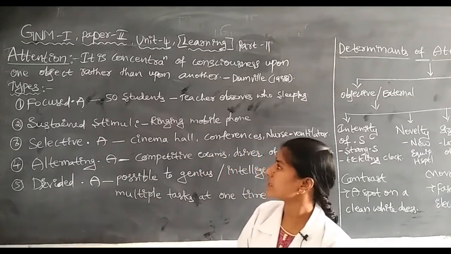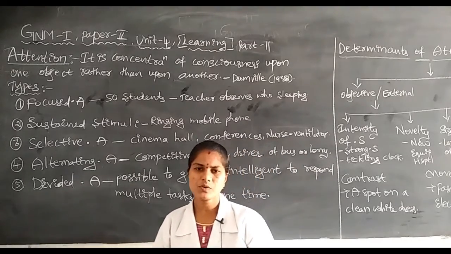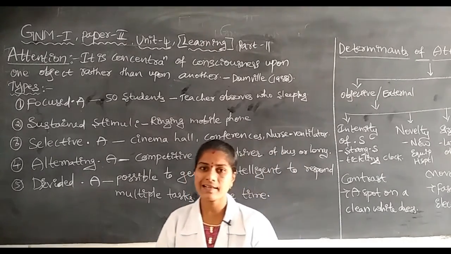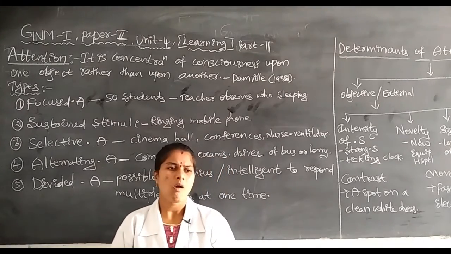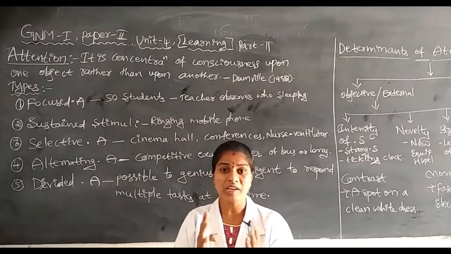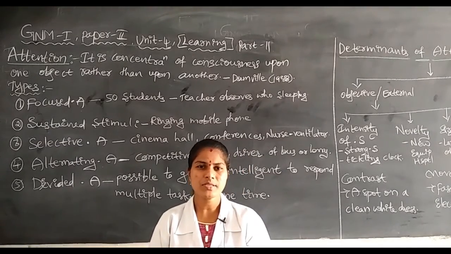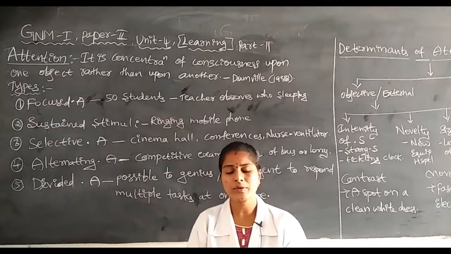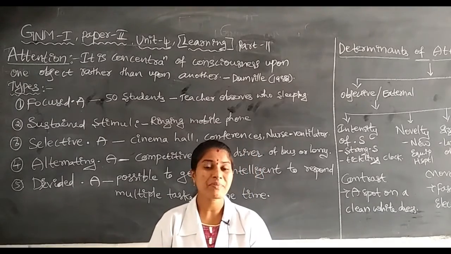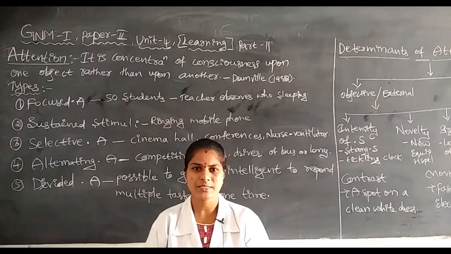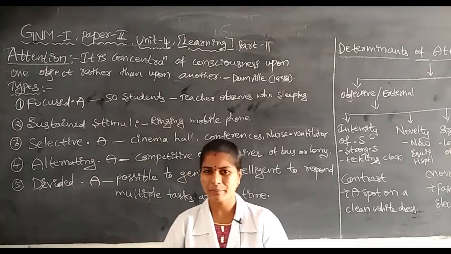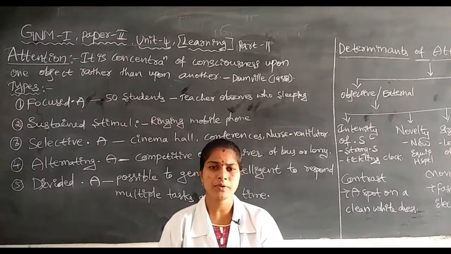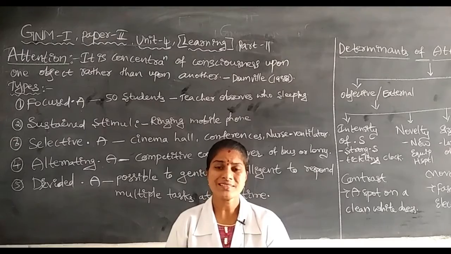The first one is focused attention. For example, as a class teacher, there are 50 students in the classroom. When the teacher teaches, not all students pay particular attention to the class. Some students are sleeping, some are simply chit-chatting, like the back bench students, and some are causing disturbance by asking for a pen, papers, an eraser or pencils. Some disturbance is there.